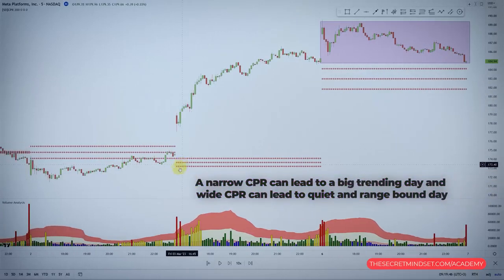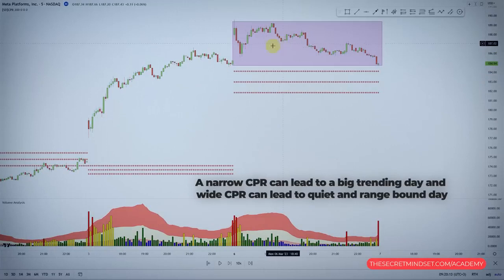Another observation is that a narrow central pivot range can lead to a big trending day, and a wide central pivot range can lead to quiet and range-bound days. In this example, you can see a very narrow range day, which led to a huge move during the day. Observe how the price was trending in one direction, with lots of momentum. And of course, after such a strong trending day, the next day was a wide range CPR with sideways price action. This is an efficient way to analyze price, quite different from the classic price action techniques.